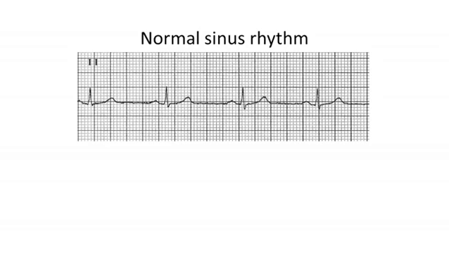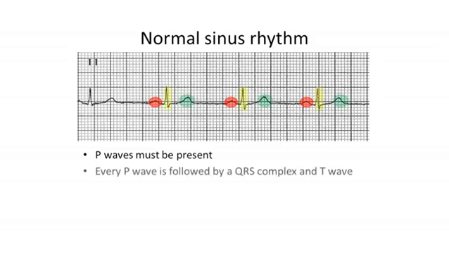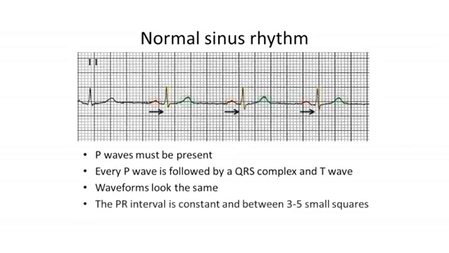When assessing an ECG for the presence of sinus rhythm, you should look for the following features. Distinct P waves should be present. Every P wave should be followed by a QRS complex and a T wave. The P waves, QRS complexes and T waves should look similar across the rhythm strip, and the PR interval should be constant and within the normal range of 3 to 5 small squares.